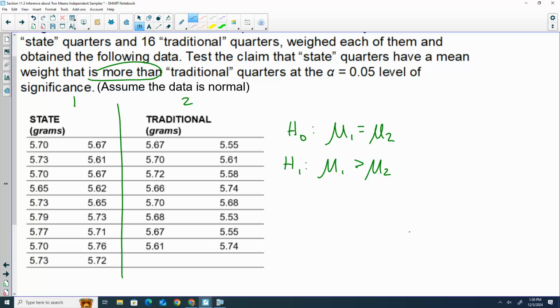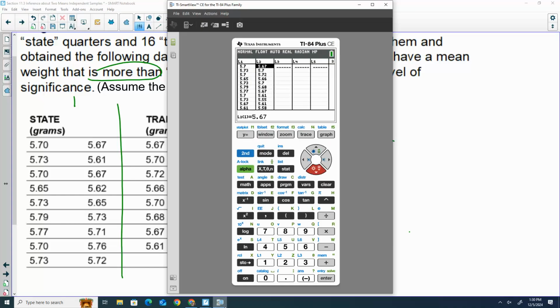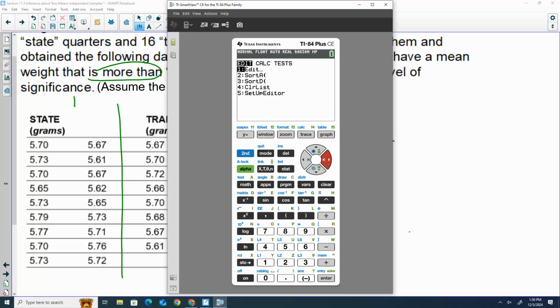Okay, so now on our calculator, we go into stat tests. We cannot do the t-test like we have been doing because it's going to ask us which list, and we have 2 totally separate lists. So we are going to go, which one would you guess? Number 4, 2-sample t-test.